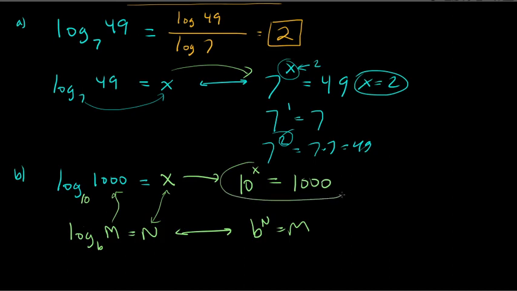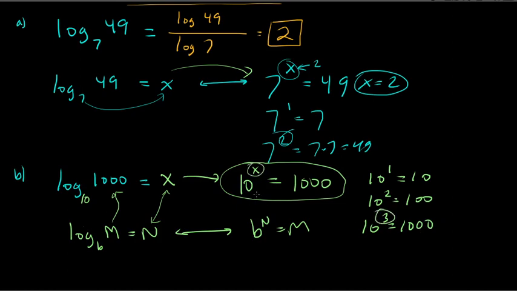So the question is, can we solve this? Do you know what power of 10 is 1,000? Well, let's guess. It's not 10 to the 1 because that's 10. It's not 10 to the 2 because that's 100. What about 10 to the 3? That's 10 times 10 times 10. That's 1,000. So there we go, this x has to be 3. So I'm going to just put in a 3 here. Yep, so log of 1,000 is 3.